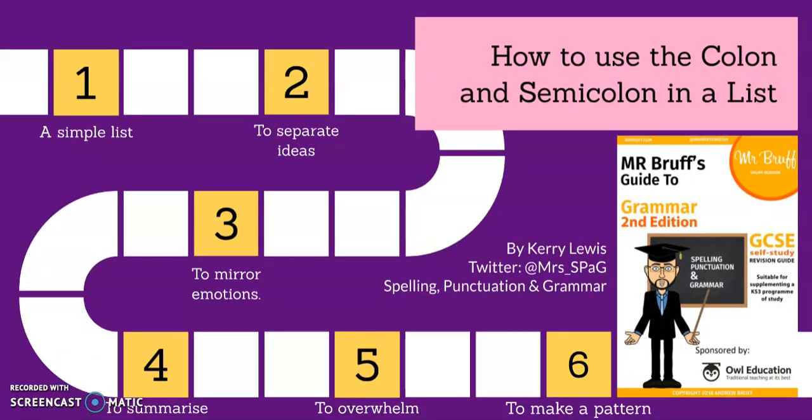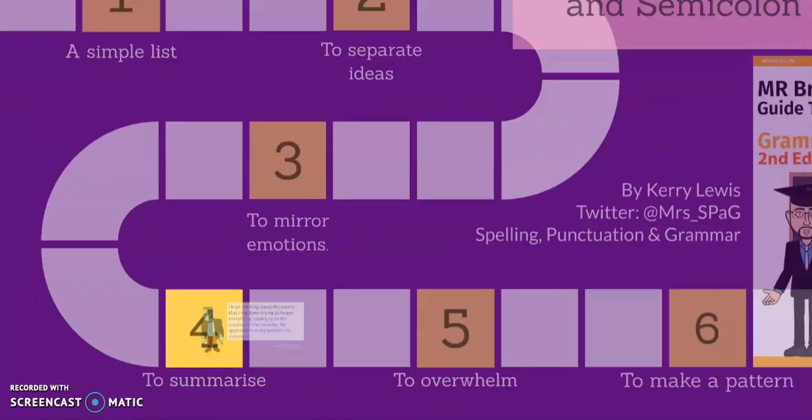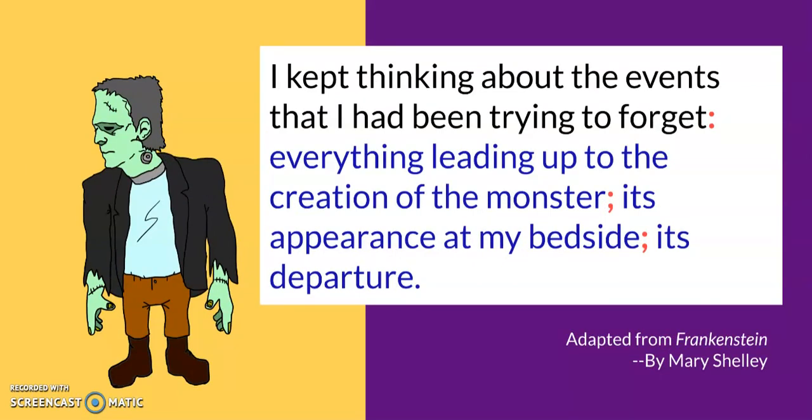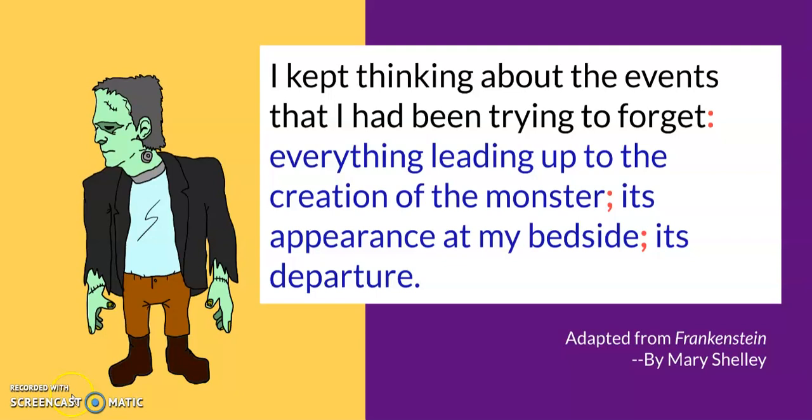Now let's look at how items in a list can summarize events. Here, Frankenstein is thinking about how he created the monster 2 years ago. I kept thinking about the events that I'd been trying to forget: everything leading up to the creation of the monster, its appearance at my bedside, its departure. By listing these events, we see that Frankenstein can't ignore them anymore.